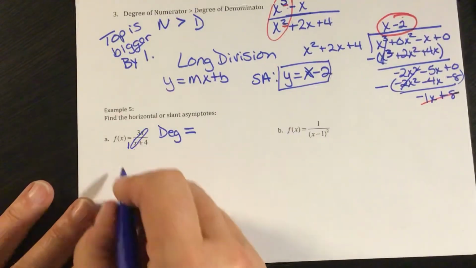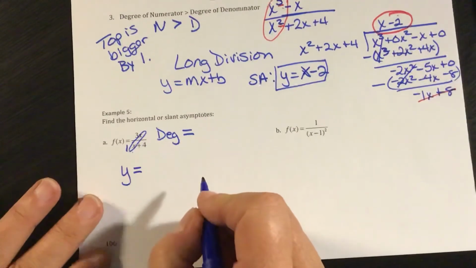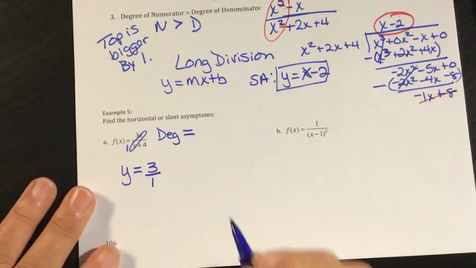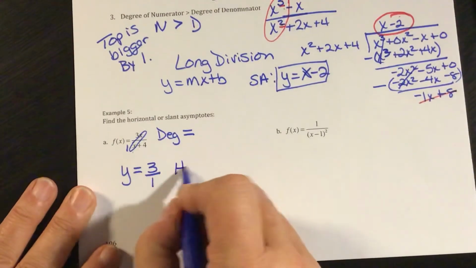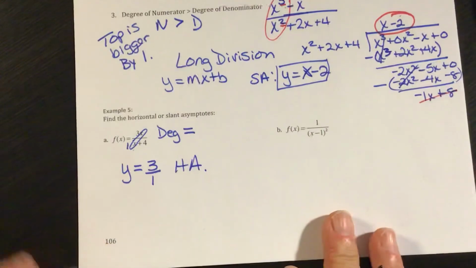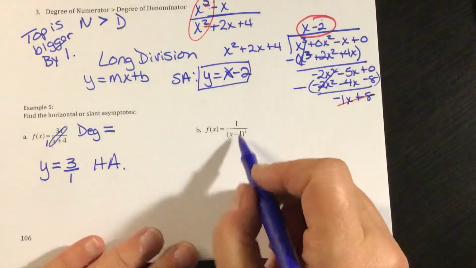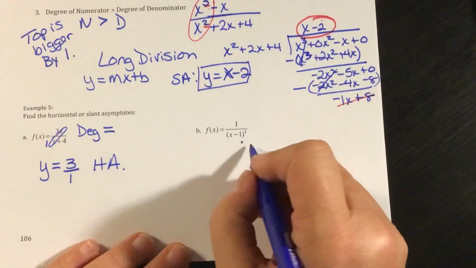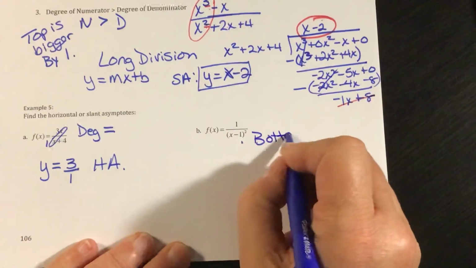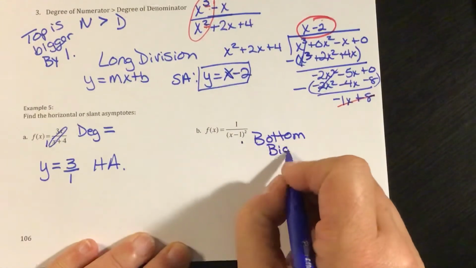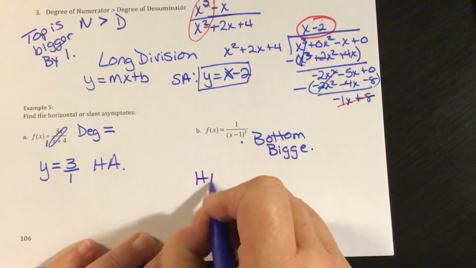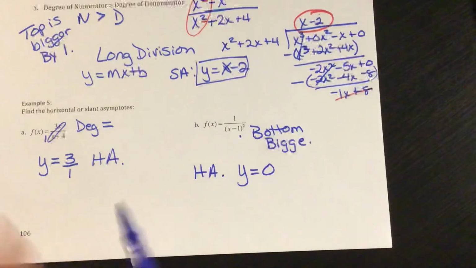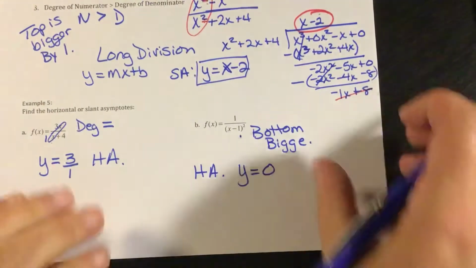So my equation of a horizontal asymptote is y equals 3 over 1, or y equals 3, and that's a horizontal asymptote. On the next one, I have the bottom is bigger, so when the bottom is bigger, we have a horizontal asymptote always at y equals 0. All right, so those were actually pretty easy ones to do.